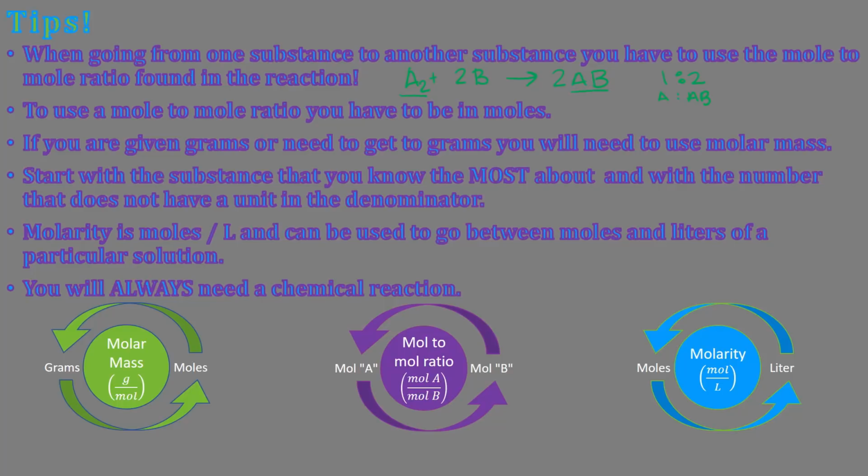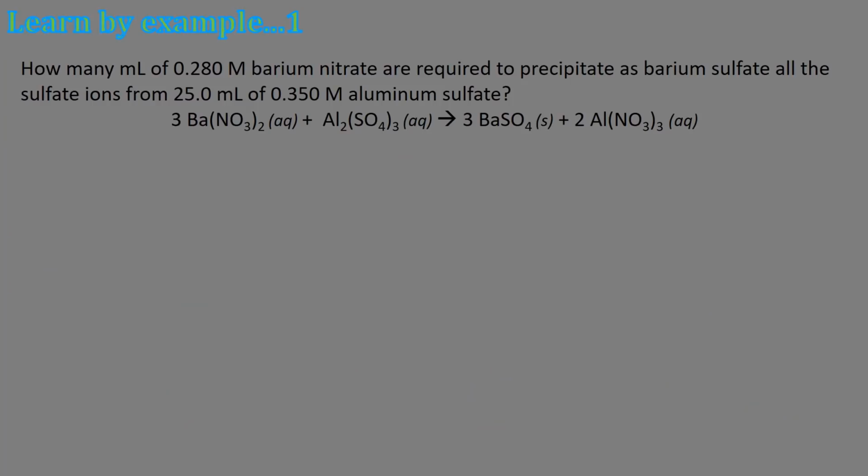It's really best if you just learn by example. How many milliliters of 0.28 molar barium nitrate are required to precipitate as barium sulfate all of the sulfate ions from 25 milliliters of 0.350 molar aluminum sulfate? So I've given you the reaction here. And we know most about aluminum sulfate, and we're looking for something about barium nitrate, right? We're looking for milliliters of barium nitrate. So I'm just going to write that right here.